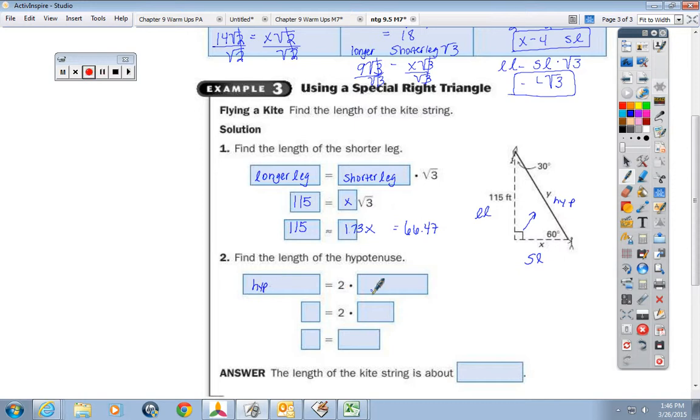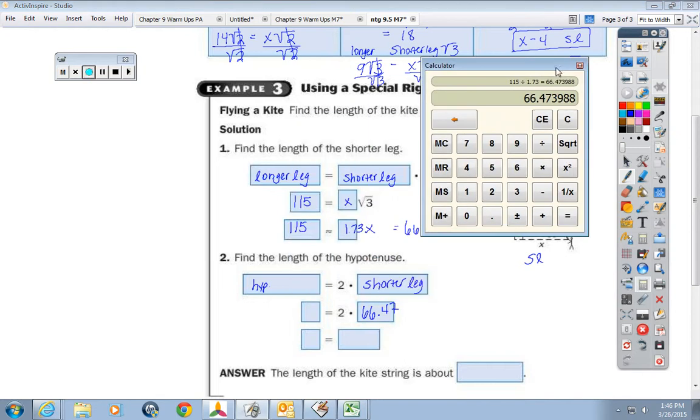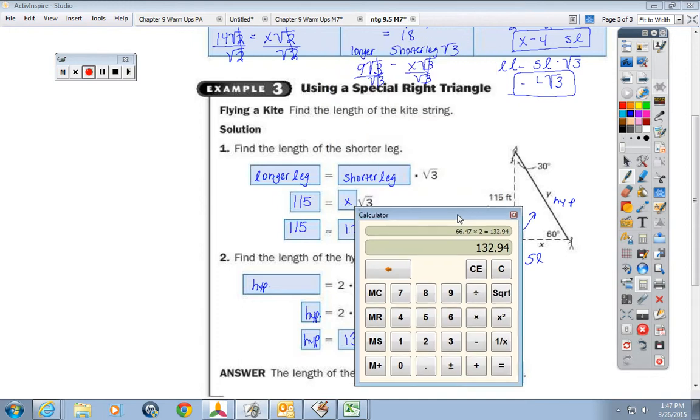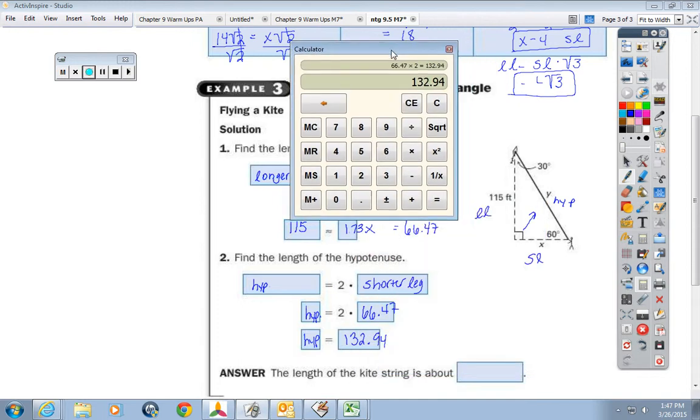Do I know the length of the shorter leg? Yes. What is it? 66.47. And now all I have to do is take 66.47 and multiply by 2, and I get what? So my answer, the length of that string, is 132.94, and what they said was feet or inches. What does it say? You guys at 150 feet. Oh, it does? Okay, so feet. So that kite string is about 132.94 feet.